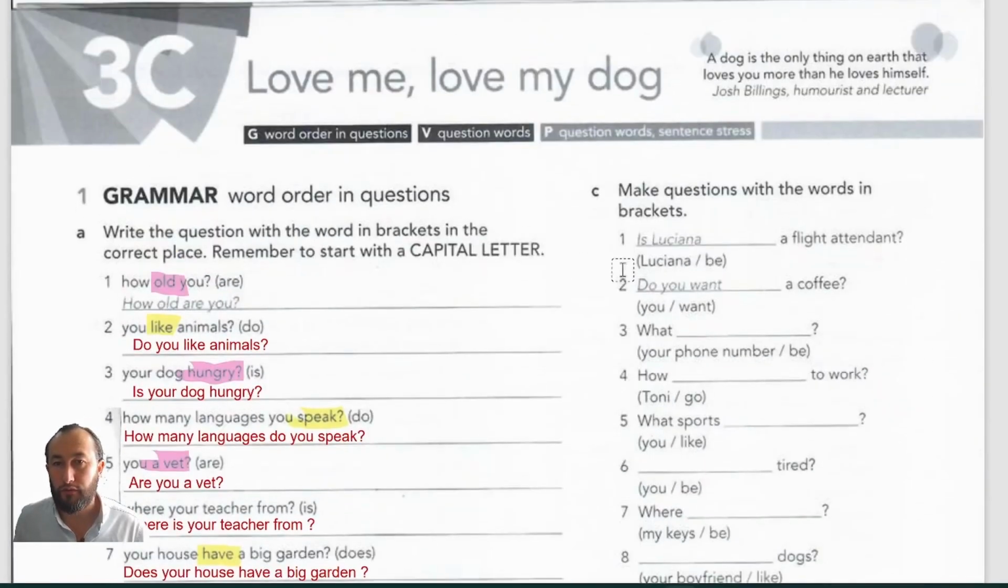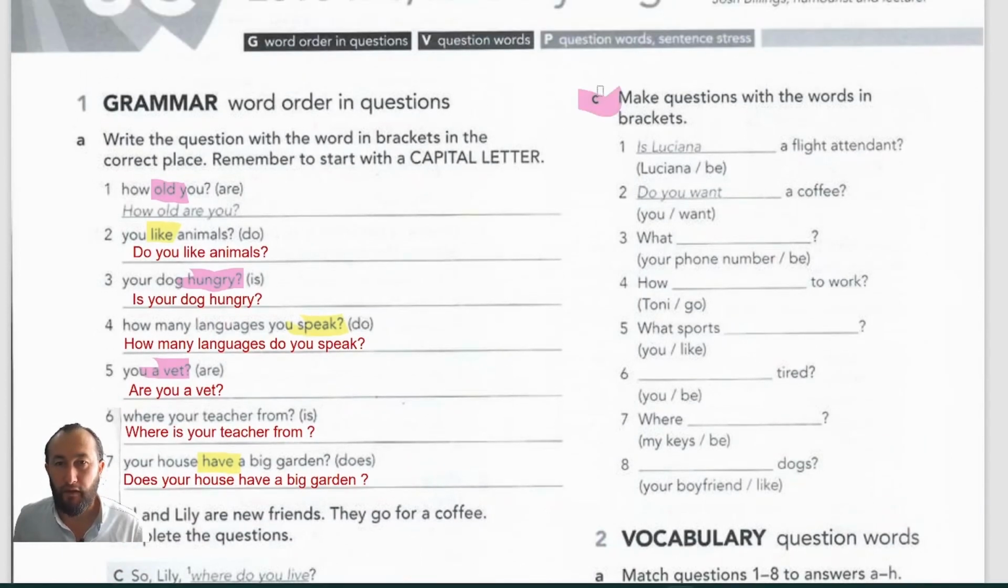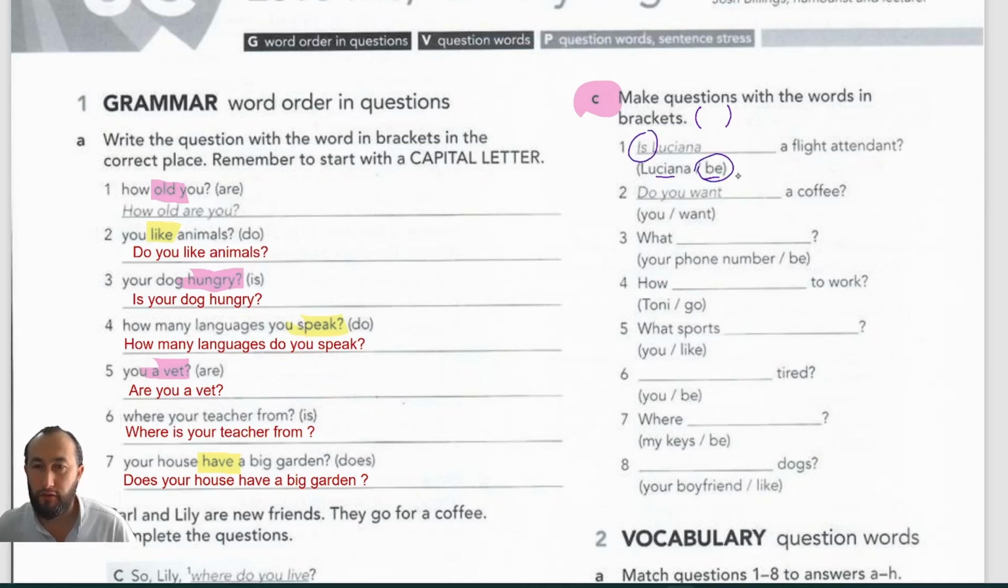Now, we're moving to C, exercise C. Make questions with the words in brackets. Okay, so we've got brackets. So bracket, it means this, guys. So this sign, as you can see here, this is brackets. So we've got words in brackets, as you can see, Luciana and B, and we had to make questions. The first one is done. Is Luciana a flight attendant? Luciana B. So B, we are using is, yeah, because B has got 3 forms, right?